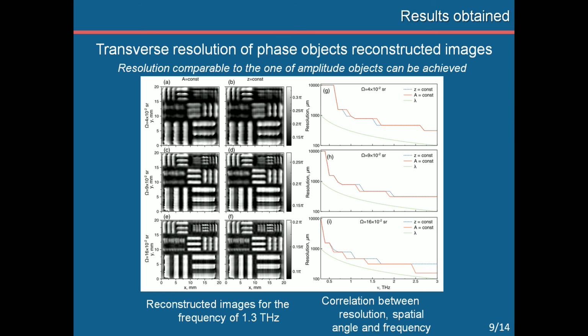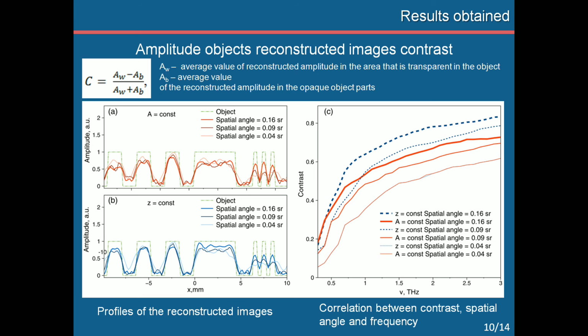It was found that phase reconstruction, which is more important than amplitude reconstruction in such significant applications as the detection of internal damage or hidden objects, in pulsed terahertz holography not only has a resolution comparable to it, but can also achieve a resolution comparable to the wavelength of the radiation used. In this study, contrast was defined as the expression on the slide.